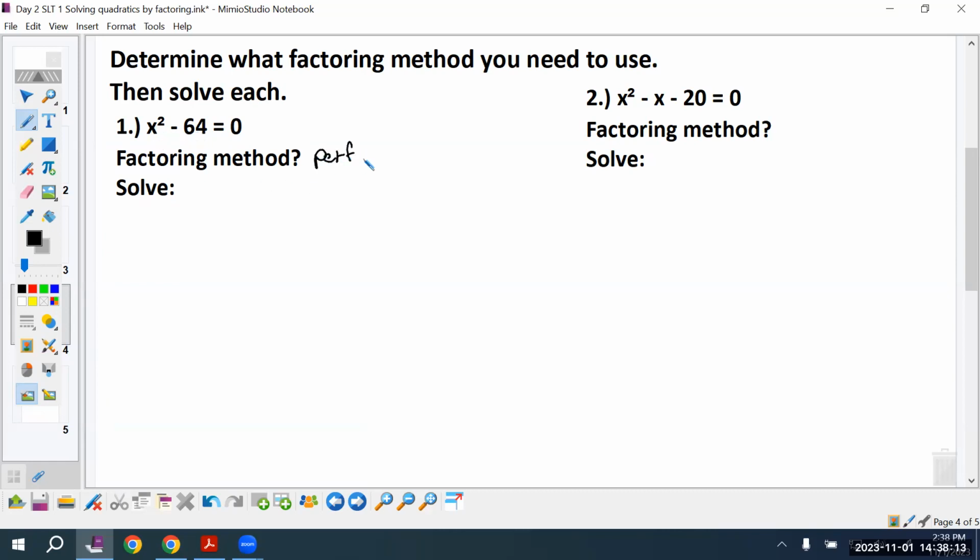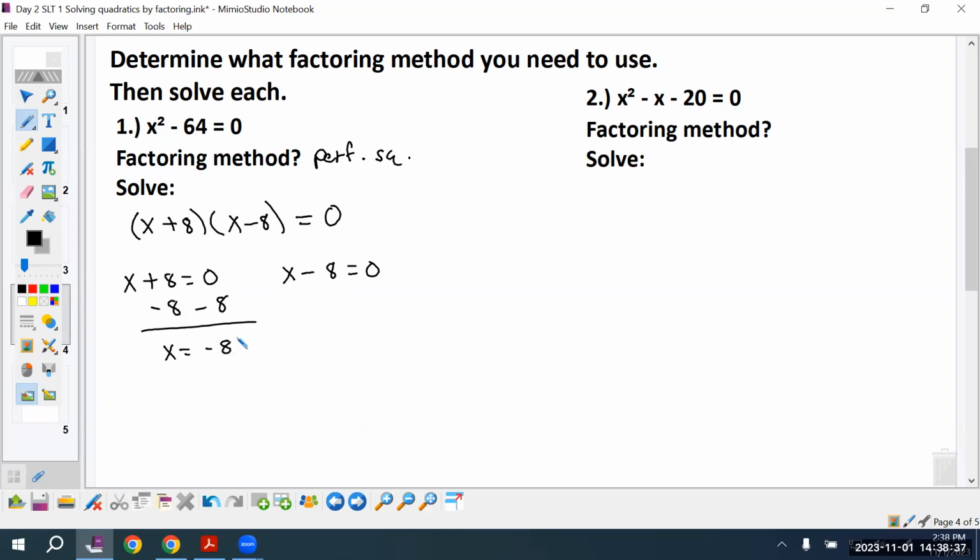So what squared gives you x squared? x. It's going to be x plus 8, x minus 8. Both factors contain a variable, so both of them could be 0. So if I subtract 8 here, I get x equals -8. If I add 8 here, I get +8.